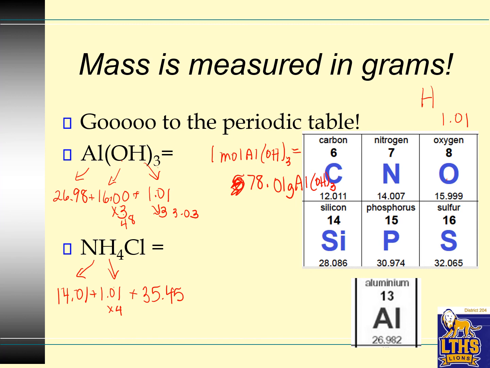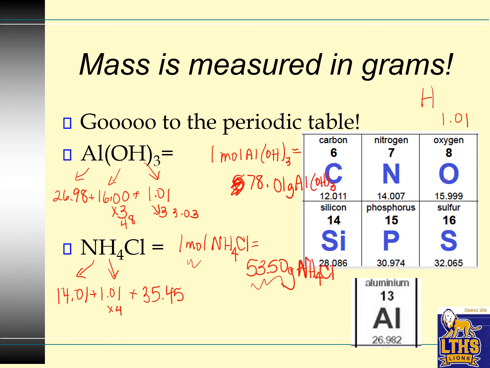Well, this is only part of the periodic table. So anyway, we add all that together and we find out that 1 mole of ammonium chloride has a mass of 53.50 grams of ammonium chloride. Okay, so where does this number come from?